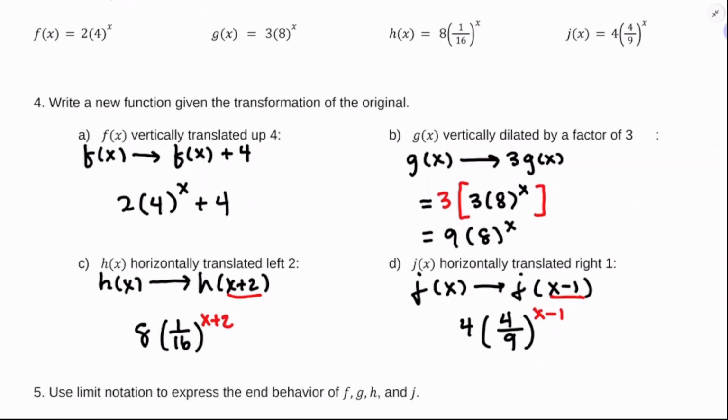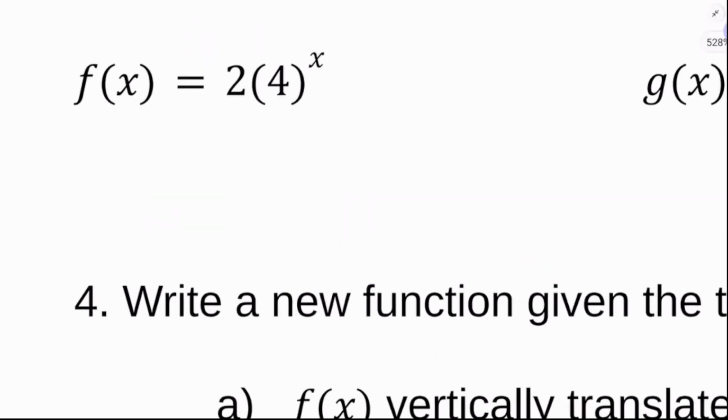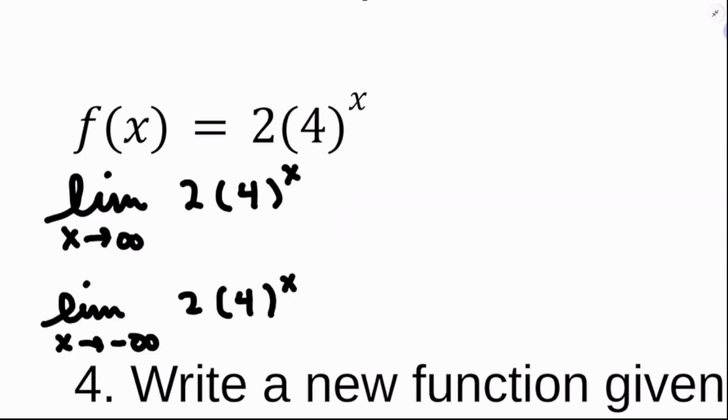5 asks us to use limit notation to express the end behavior of f, g, h, and j. All right, so I'm just going to kind of zoom in on each of these and write in the limits. So to describe the end behavior of this function, we're interested in the limit of the output values as x approaches infinity and negative infinity.